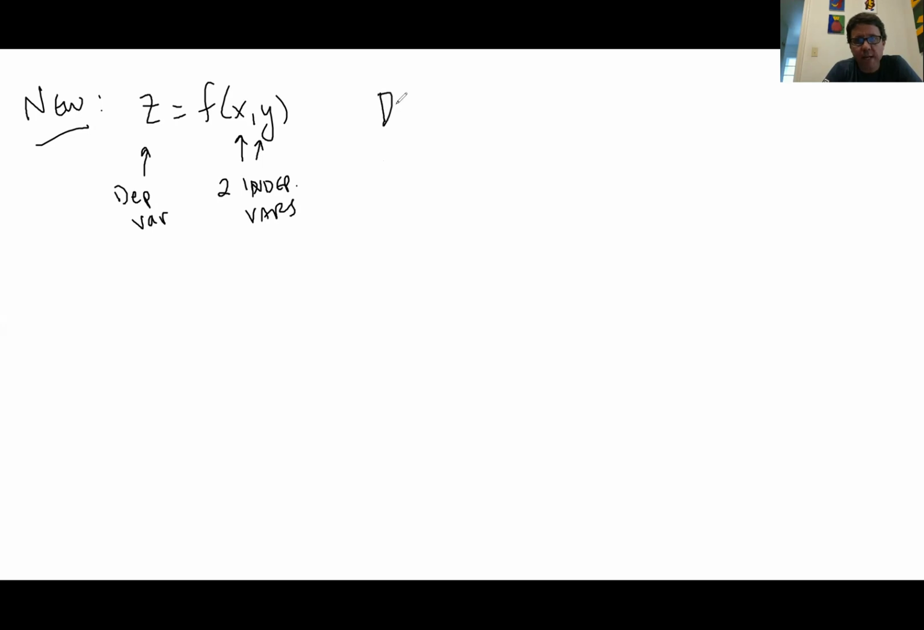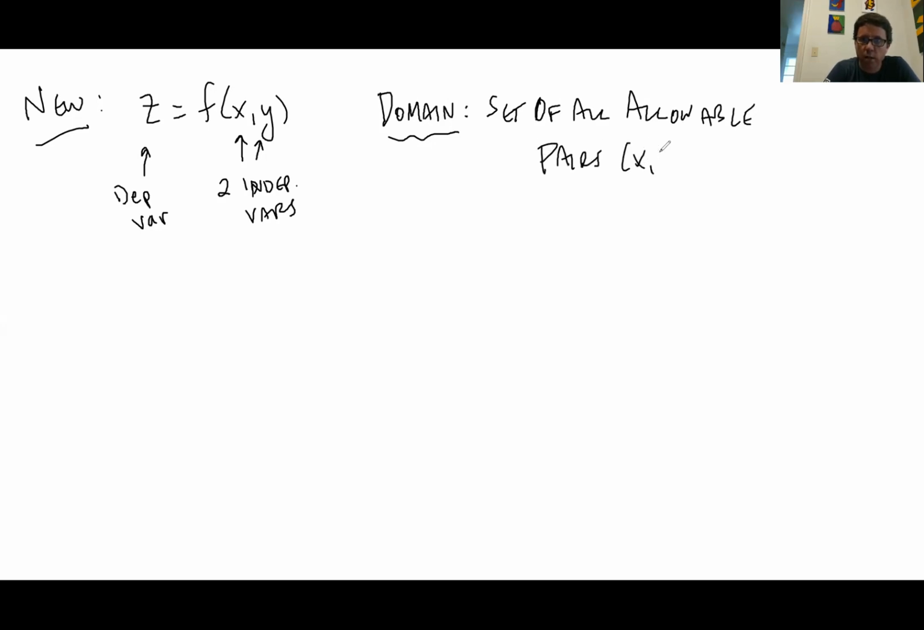So the domain of this is now, it's not plugging in numbers, you're plugging in 2 numbers simultaneously. So really, it's the set of all allowable pairs of numbers, x, y. So in the previous one you plugged in 1 number and you looked at how many of those you could plug in. Now you have to figure out which pairs you can plug in. So automatically this gets a little more complicated.